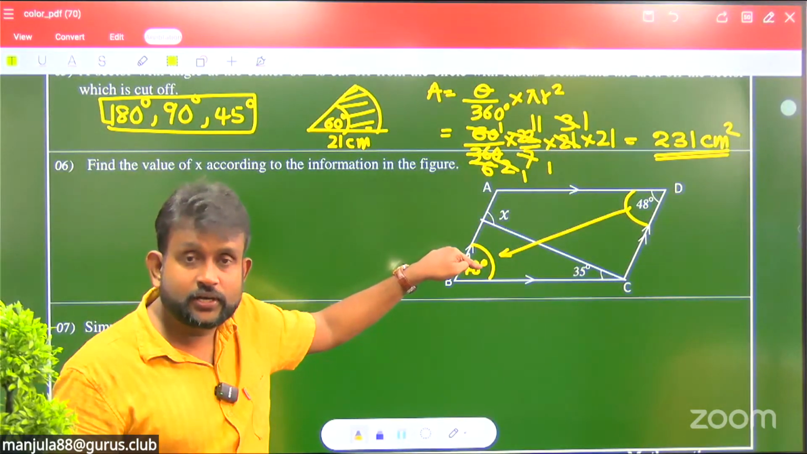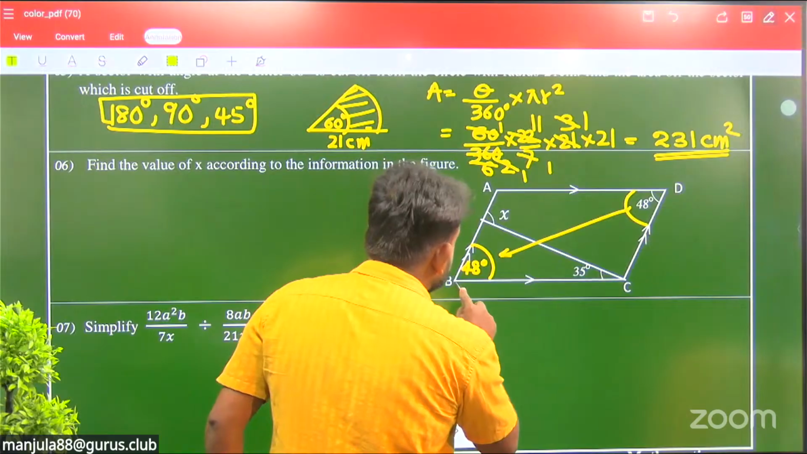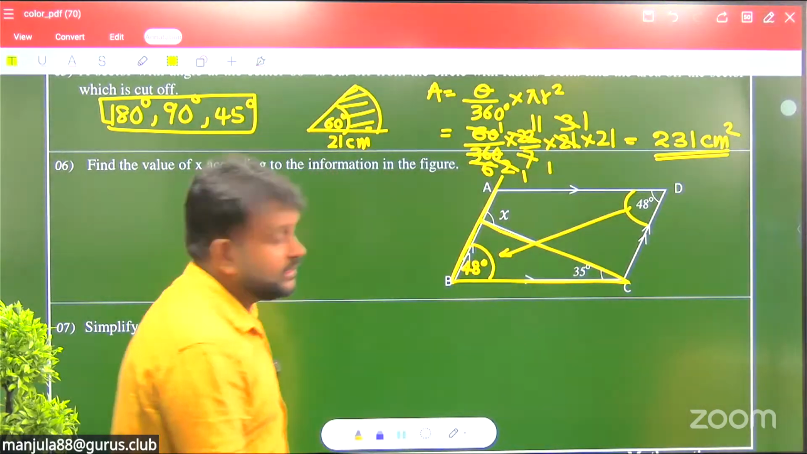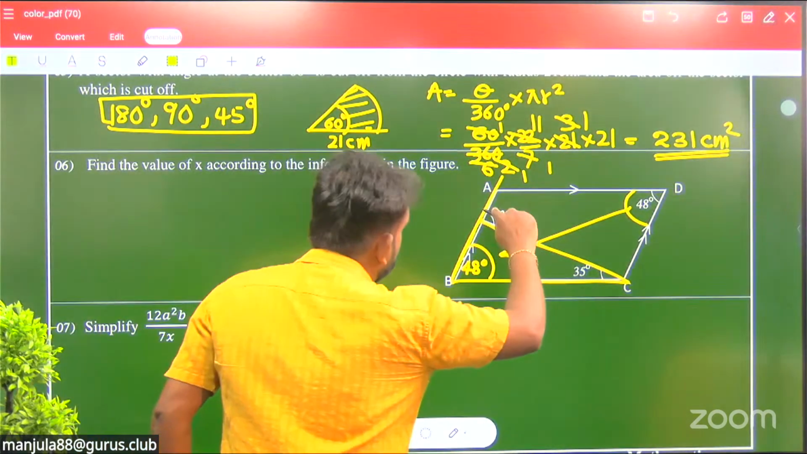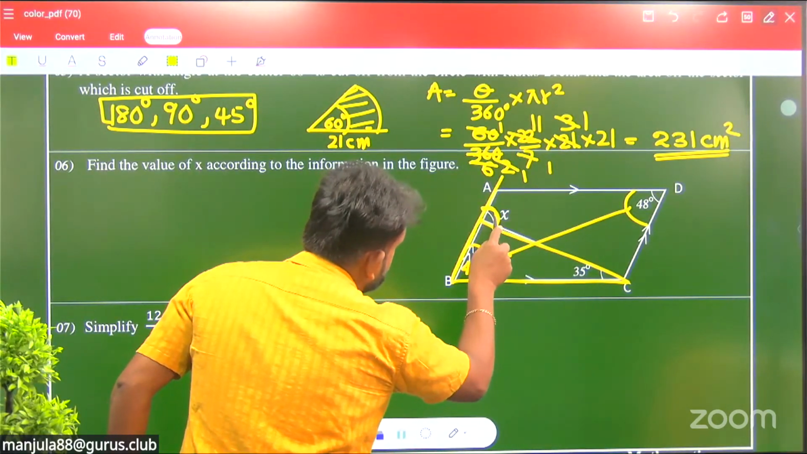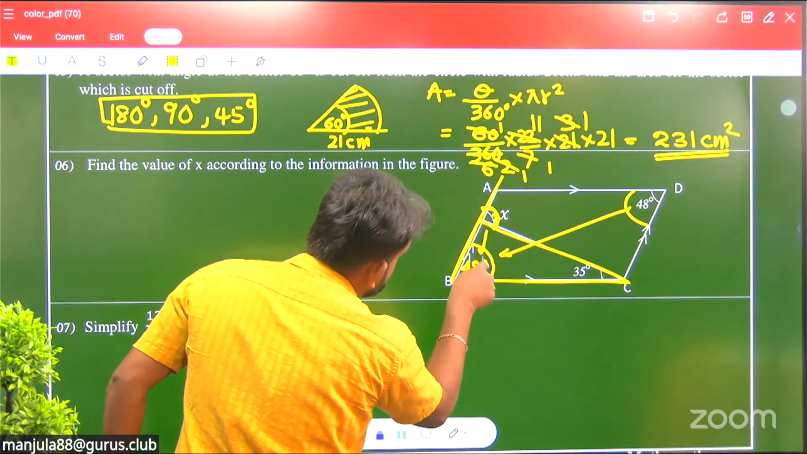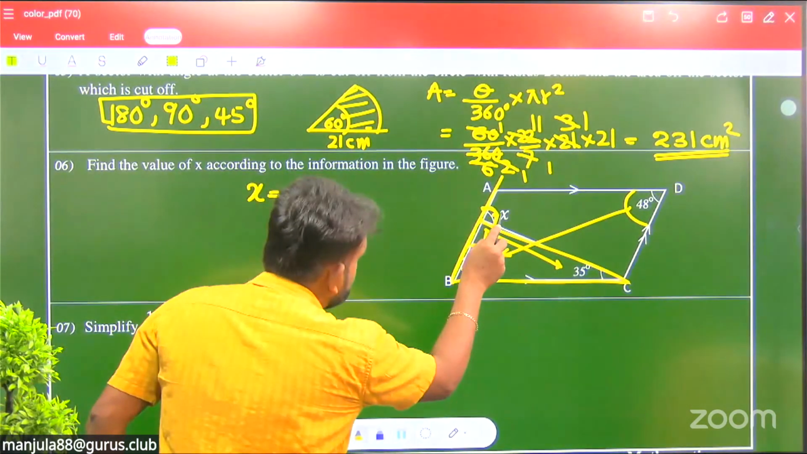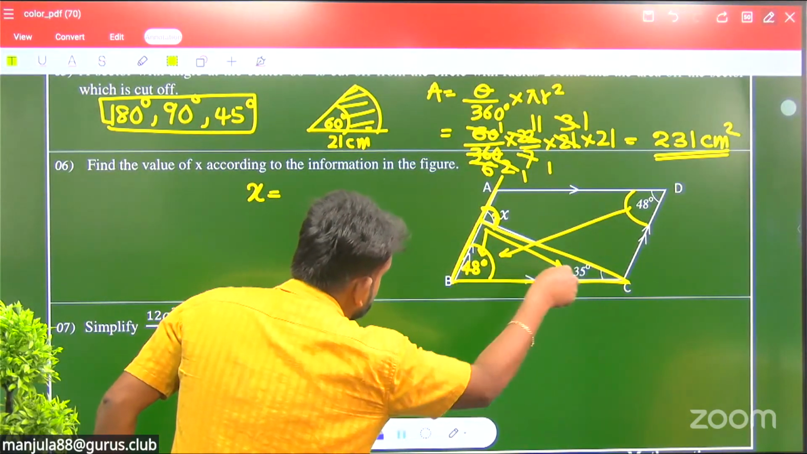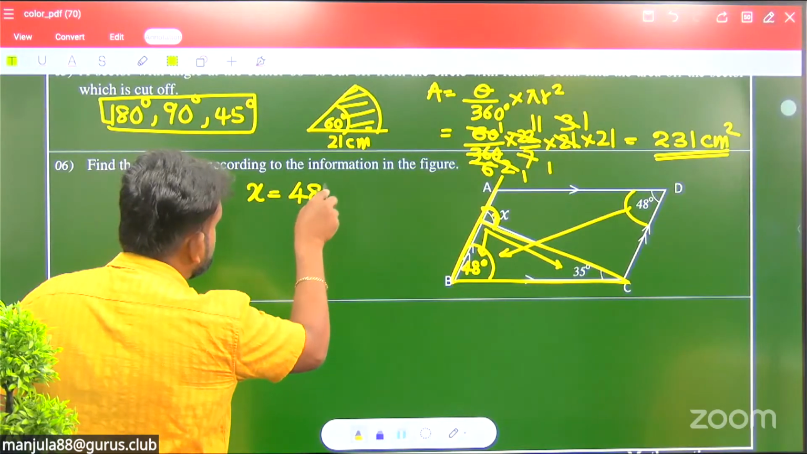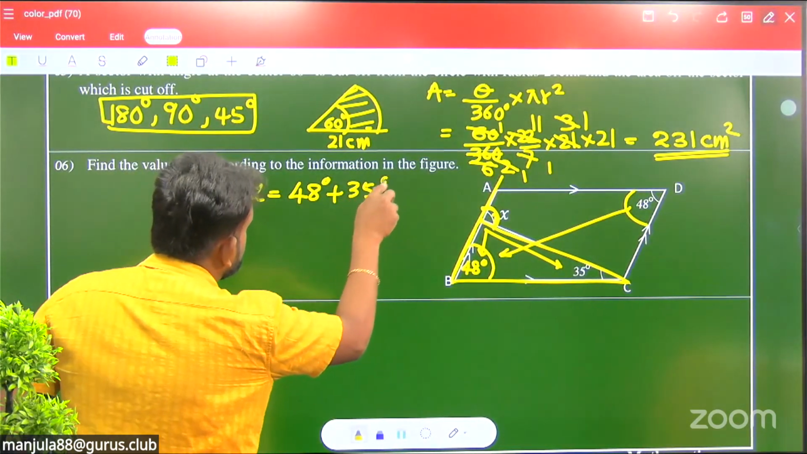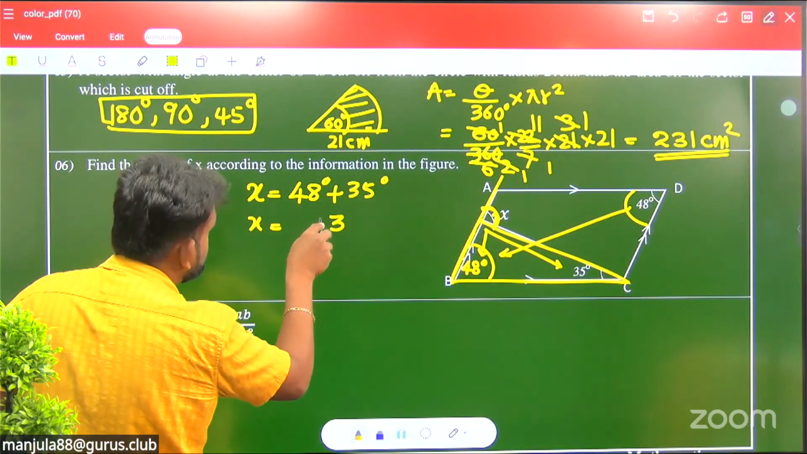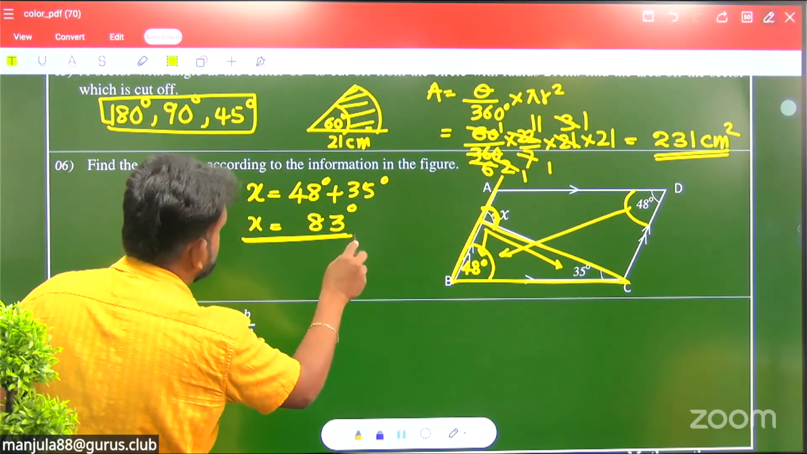Mark this information. Then you can see a triangle B, C. This side is extended, then you can see that the exterior angle formed is x. The exterior angle equals the sum of the interior opposite angles. So x equals 48 plus 35. 8 plus 5 is 13, then 1 remaining, 83. So x equals 83 degrees.